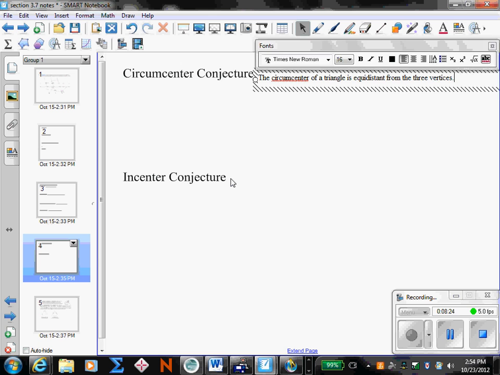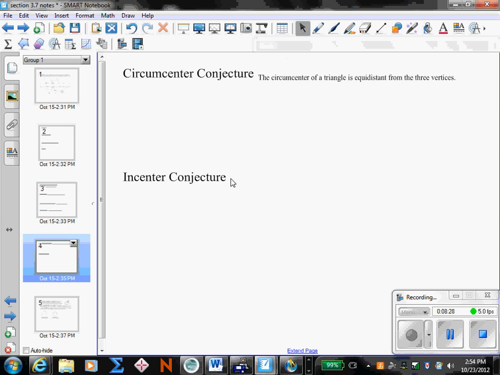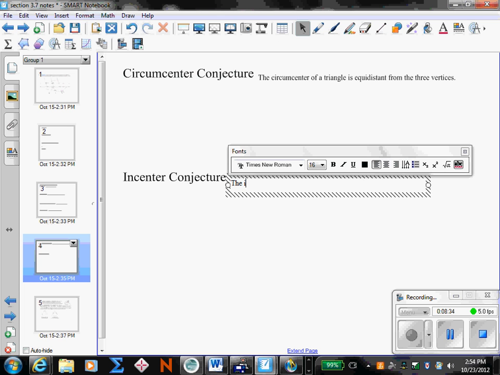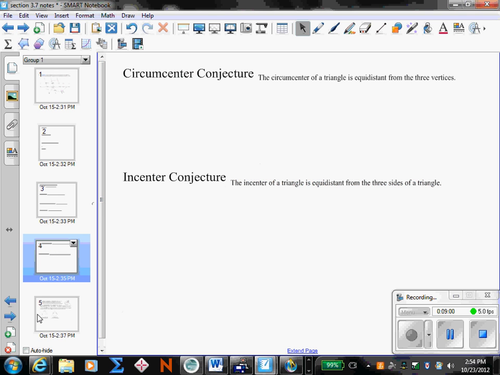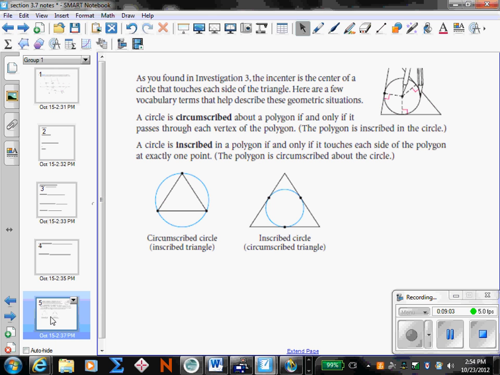And then the in-center conjecture, if you remember with this one, we inscribed a circle, and so this in-center of a triangle is equidistant from the three sides of a triangle. Okay, we're going to do one more construction today. There's a picture of the inscribed circle and the circumscribed circle.